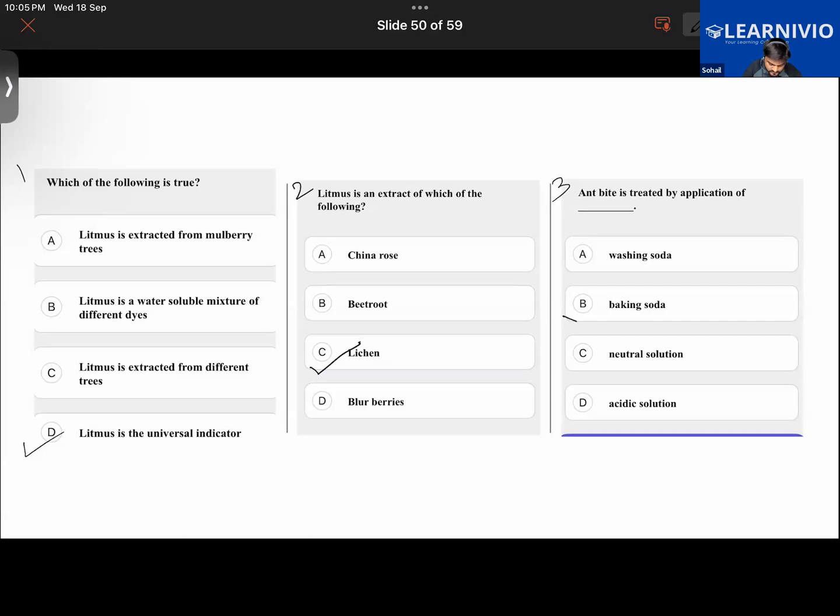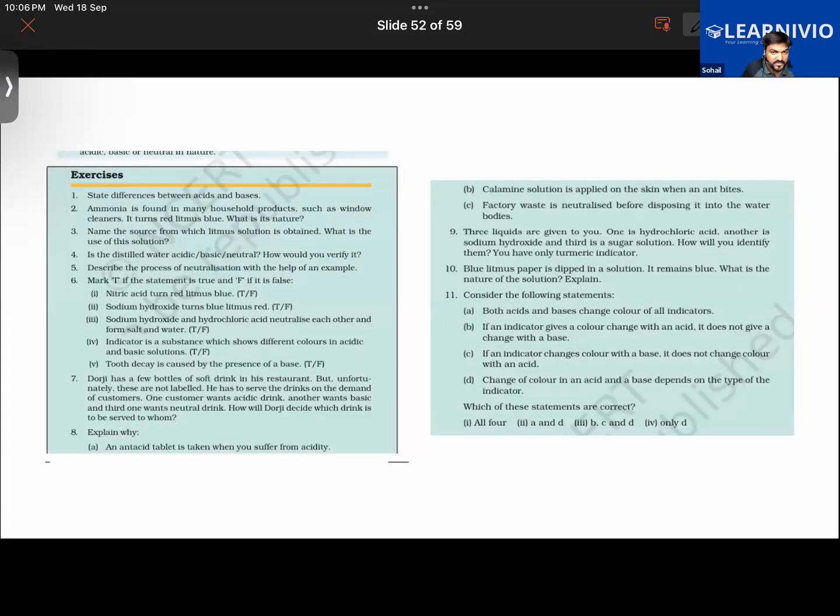Sir, the third one is: ant bite contains an acid, and the acid is formic acid. And baking soda is a base or a neutral substance? It is a base. So the base will be reacting with this formic acid to neutralize its effect, and you get relief from it.